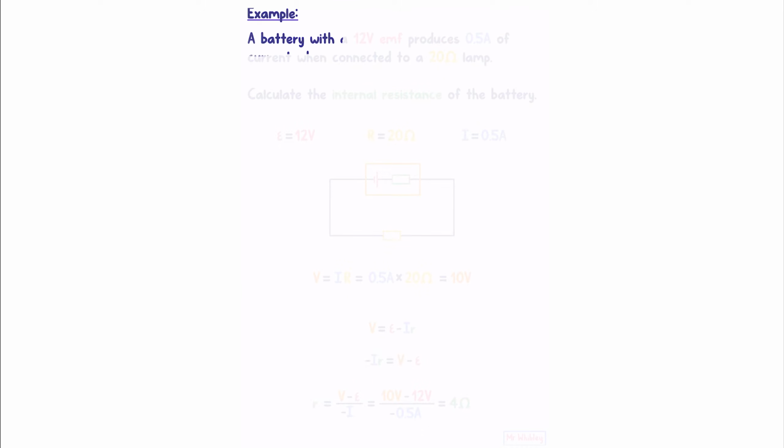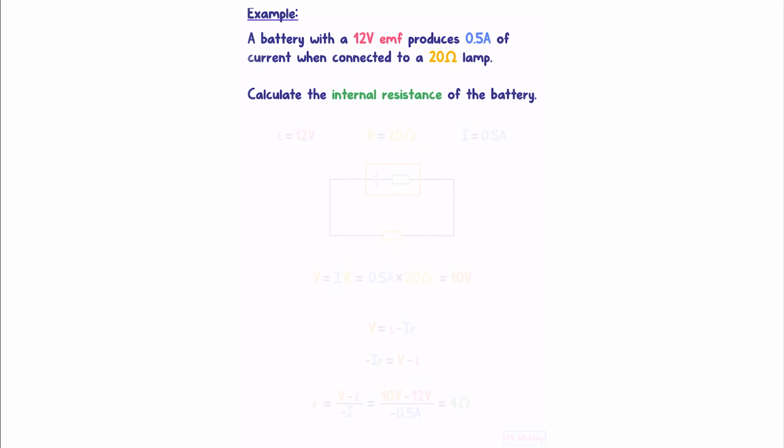A battery with a 12-volt EMF produces 0.5 amps of current when connected to a 20-ohm lamp. Calculate the internal resistance of the battery. And so we have our 12-volt EMF in series with our internal resistance, the value of which we are trying to find, and that is in series with our lamp of 20 ohm resistance. And as we're told, the current flowing is 0.5 amps.